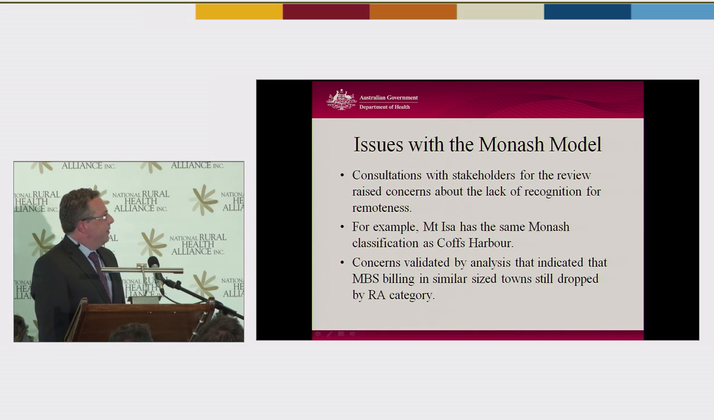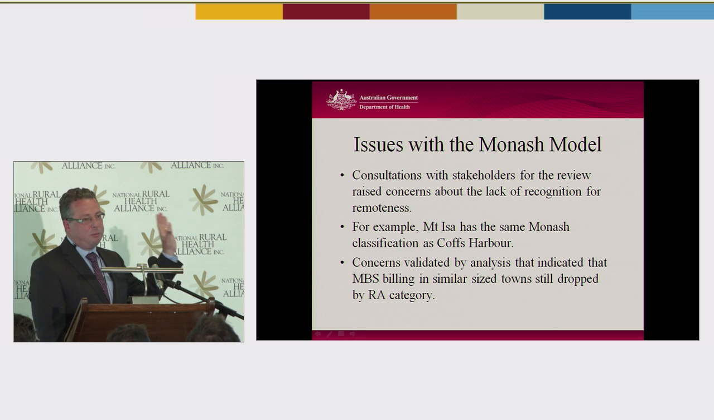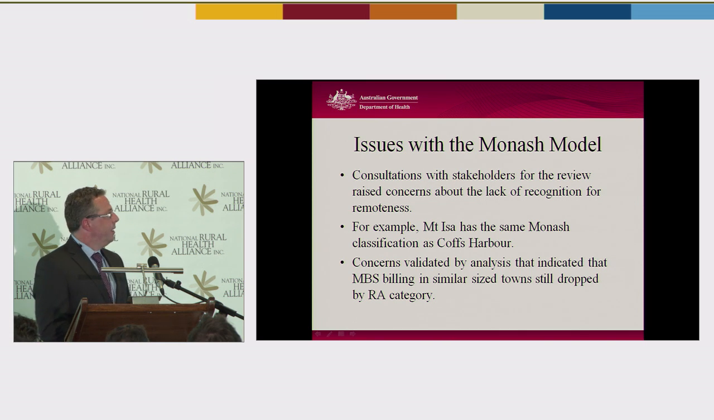Through those consultations, we did have some concerns being raised. And the principal ones were that there seems to still be a tyranny of distance. Mount Isa is in the same classification as Coffs Harbour. That's a sort of random pull-up of names. But if you know Mount Isa, you know that it does have difficulty attracting GPs. Alice Springs is another one that does. And just generally, we went and took a look at the MBS billing in similar-sized towns across different RAs, and we still saw that RA4 and 5 had reduced billing.